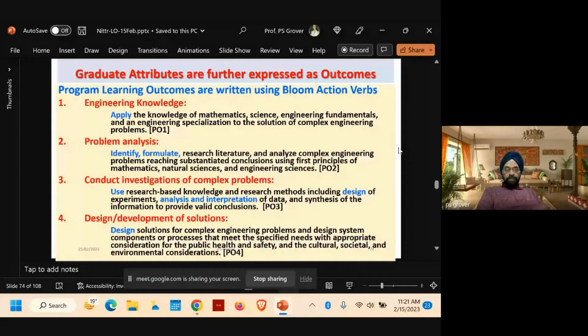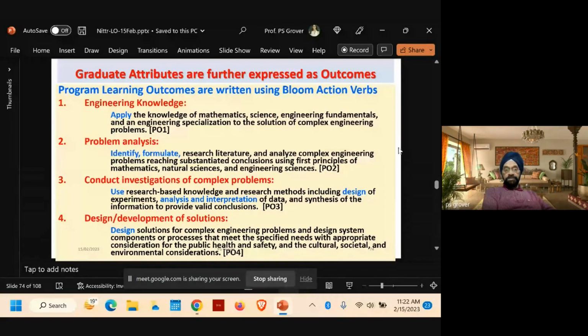Now, these are the program outcomes. Remember, first we write the graduate attributes, which are simply certain words. When I say program outcomes, I expand them to make them measurable. Graduate attributes are not measurable; learning outcomes are measurable. So corresponding to the graduate attributes, we express the program outcomes. Take this example.